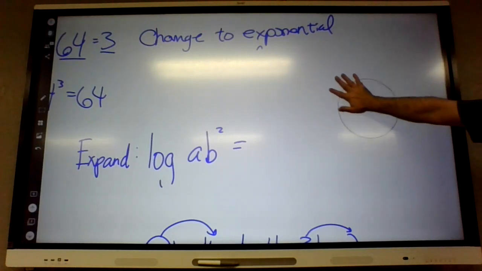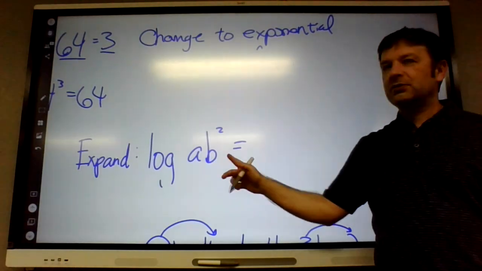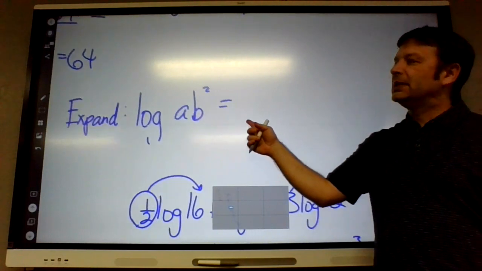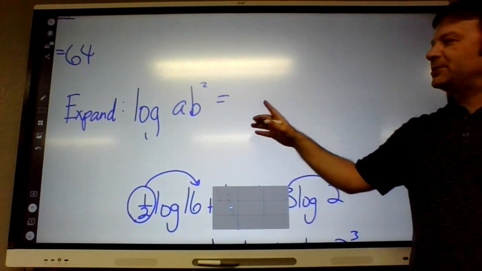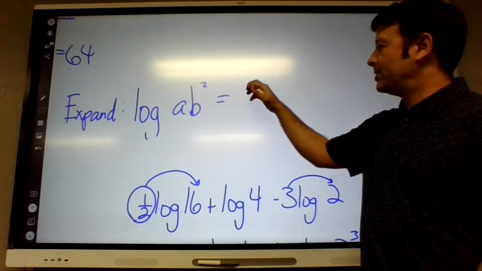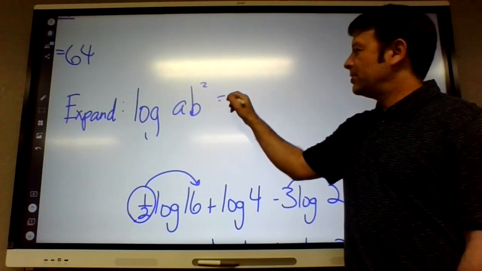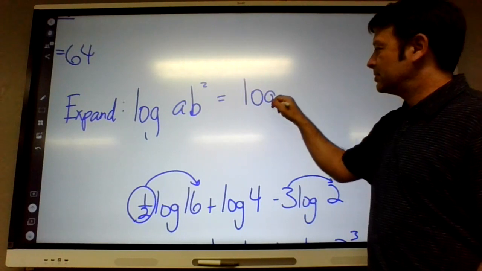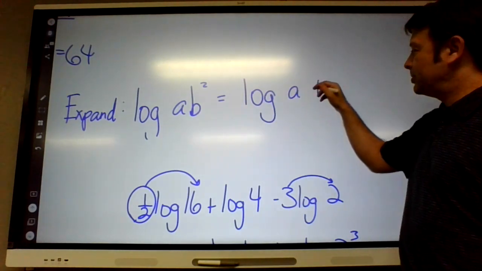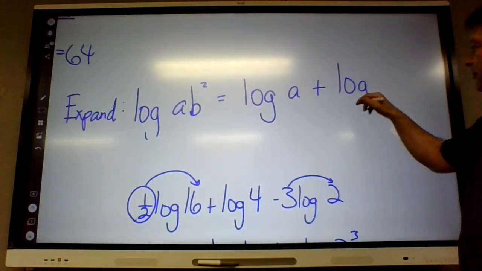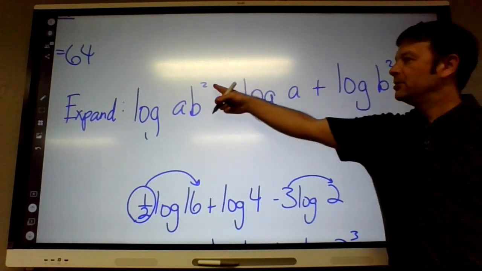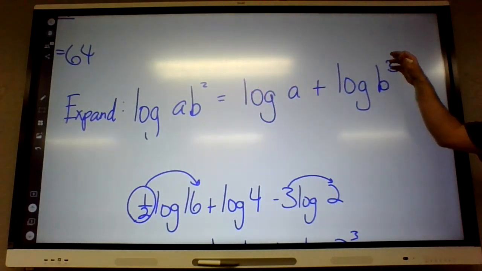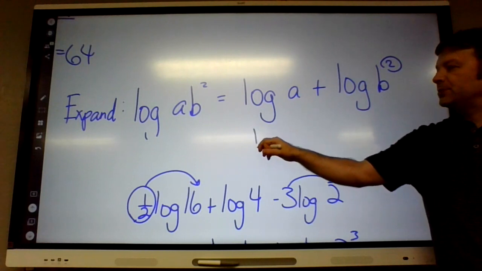Maybe the example might be more helpful though, but I can put those back on if you want me to. So if these are multiplied together, what's this turn into? Log of A plus log of B squared. But what can we do with this exponent? Move it to the front.